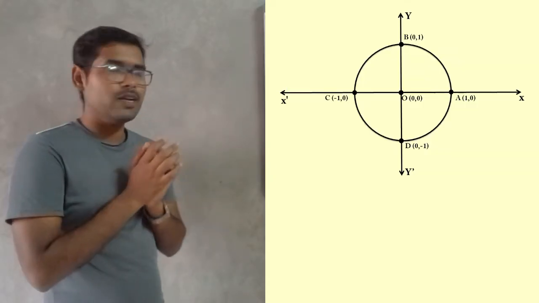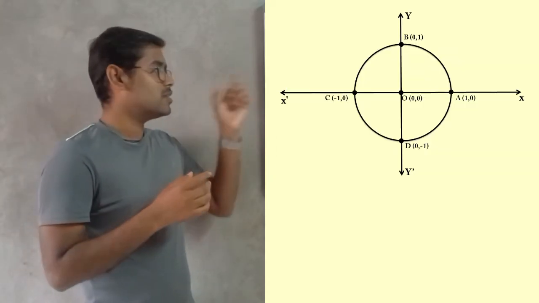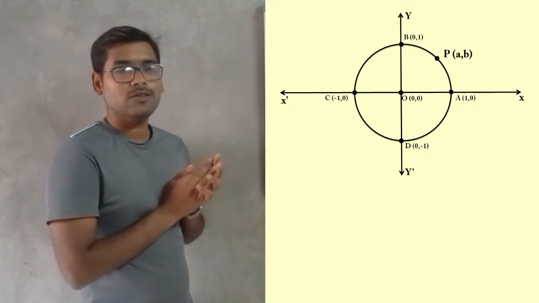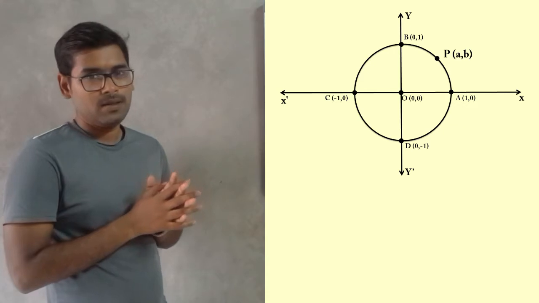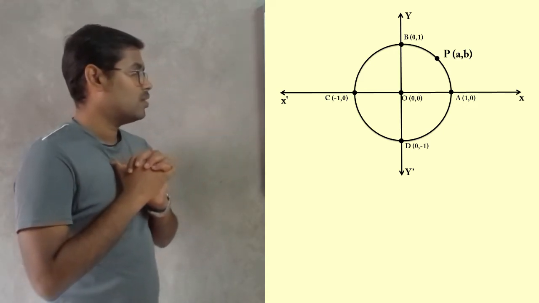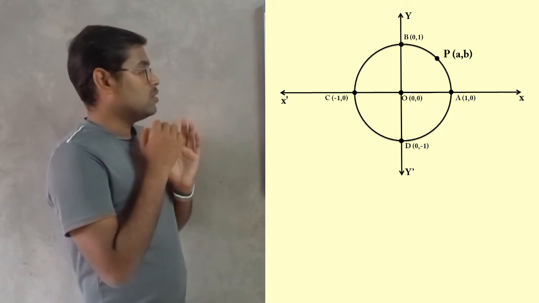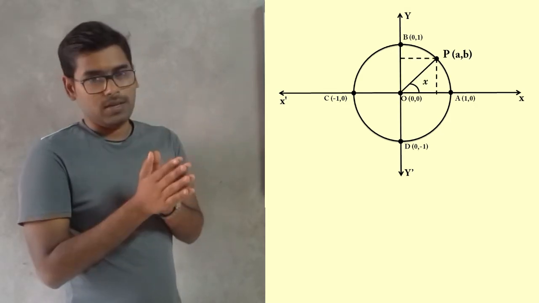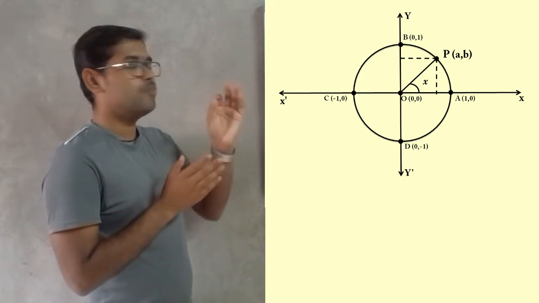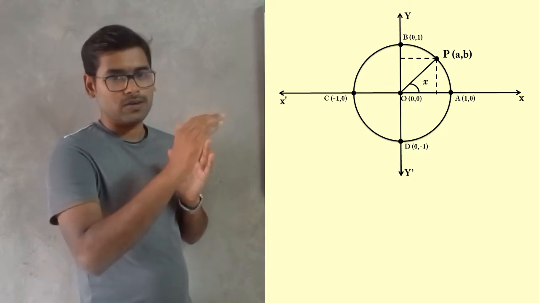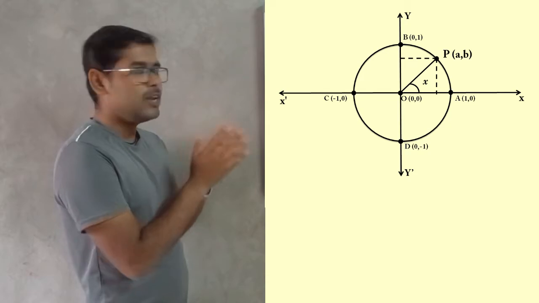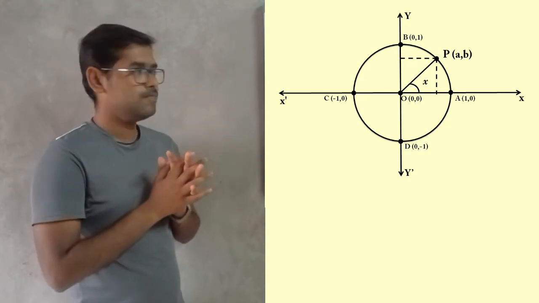Now coming back to our original diagram, where we had the unit circle inside the coordinate axes. Now I will choose a point on this unit circle and name it P. And let a comma b be the coordinates of this point P. Now I will join the points O and P. And now if you observe here, the line segment OP makes an angle x with the horizontal, that is, the x axis.